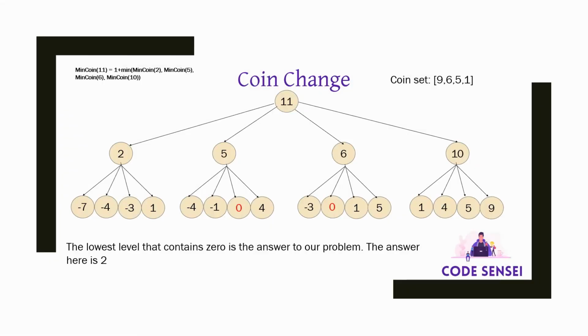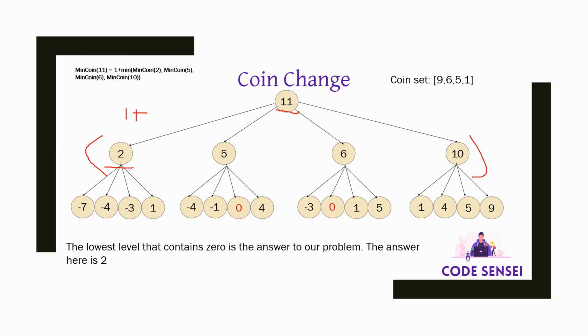You can see that the minimum number of coins to make the sum 11 is nothing but 1 plus the minimum number of coins to make 2, 5, 6 and 10, and that will give you the final solution.